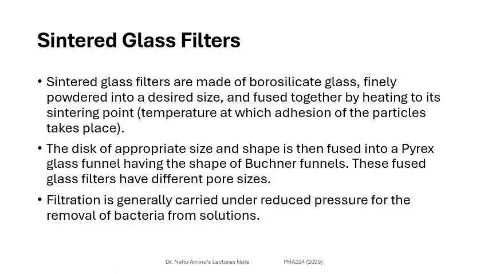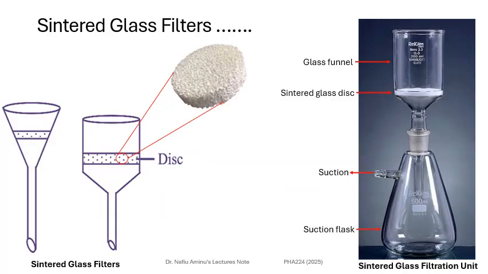So the temperature at which the adhesion of the particles takes place is important. Certain temperatures are used to fuse the powdered glass together and form a membrane, which is called a disc. The disc of the appropriate size and shape is then fused into a glass funnel, having the size of a Buchner funnel. And this fused glass filter has different pore sizes. Filtration is generally carried out under reduced pressure for the removal of bacteria from solution. So this is how these sintered glass filters look like. This is the borosilicate glass that is powdered and then fused together at high temperature to form what is called a disc.